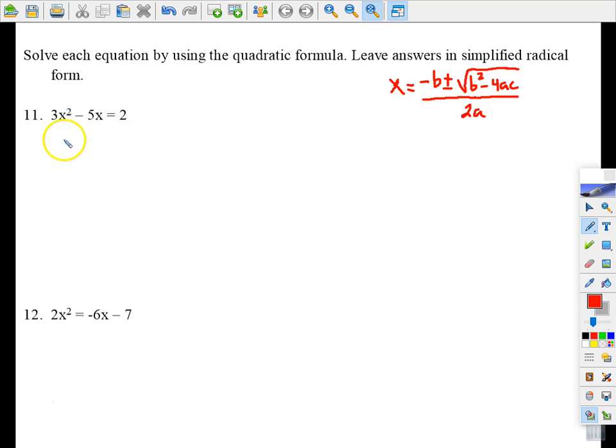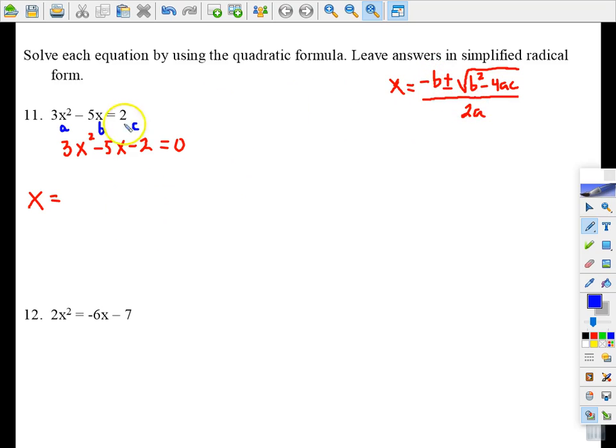We need to make this in standard form equal to 0 before we do anything else as far as applying the formula. So quick move, we just subtract 2 from both sides, and now it's set up so that we can use the formula. So here we go. Maybe I can just refresh your memory a little bit. The number in front of x squared will be labeled a. The number in front of x will be labeled b, and this constant at the end will be called c.